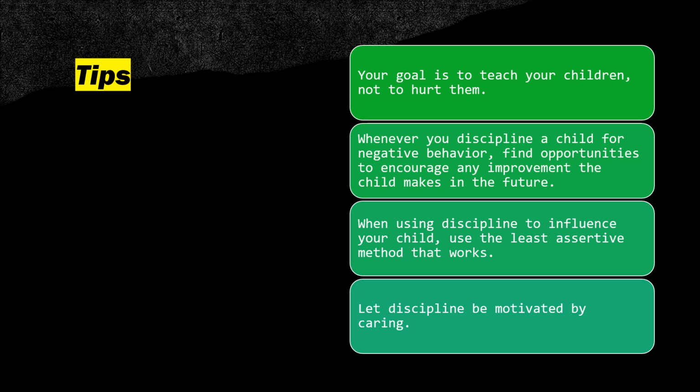And lastly, let the discipline be motivated by caring. When a child knows that you're disciplining them because you care about them, it's easier for the child to accept. When we discipline out of frustration or anger or our own desires, it's difficult for the child to accept and learn the lesson that we're trying to teach.